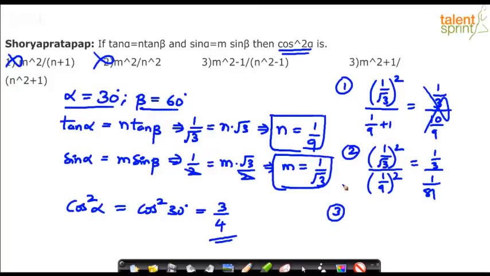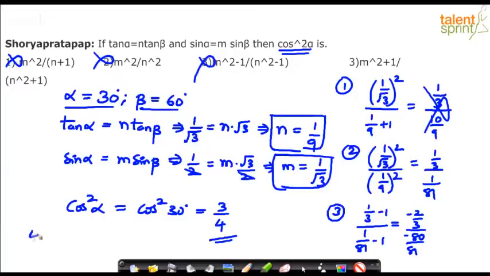M square minus 1 divided by n square minus 1. So I am directly writing it, right? M square is 1 by 3, so 1 by 3 minus 1 divided by n square minus 1, which is 1 by 81 minus 1. I don't think even this would satisfy, right? This is like minus 2 by 3 divided by minus 80 by 81. No, option 3 is also ruled out. So option 4 has to be the answer.